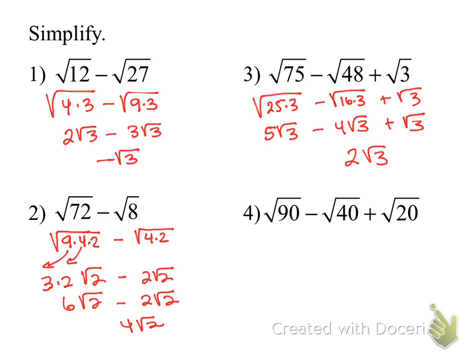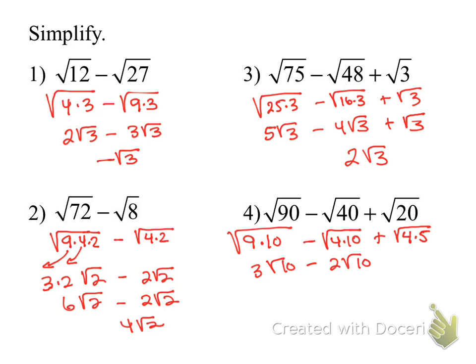Okay, how do we break down the last one? Gracie, go. The last one breaks down to rad 9 times 10, and then minus rad 4 times 10, plus 4 times rad 5. Okay. And then those break down to 3 rad 10 minus 2 rad 10 plus 2 rad 5, and then you add together the two like terms, so you get rad 10 plus 2 rad 5.